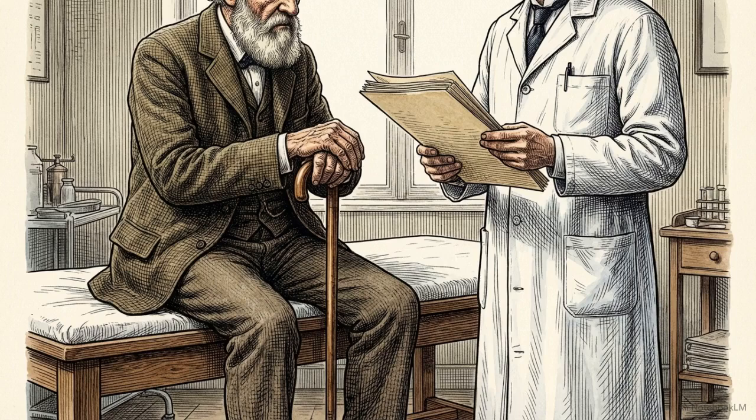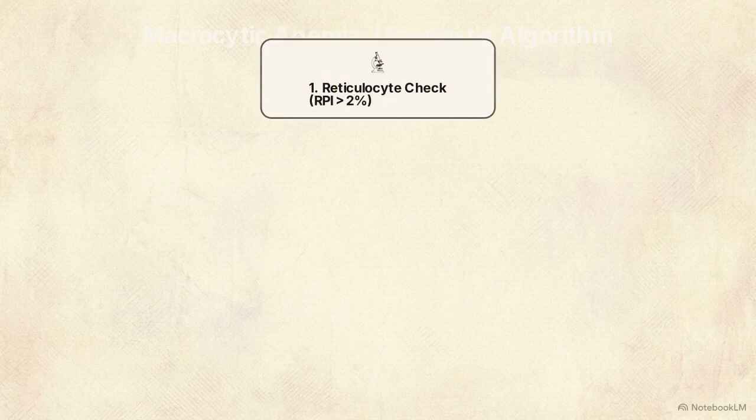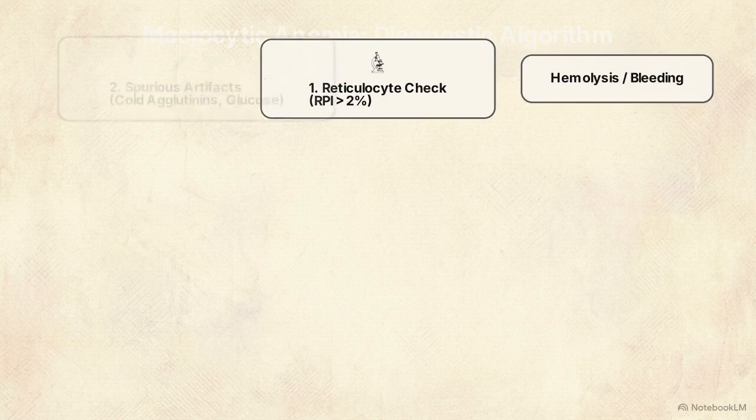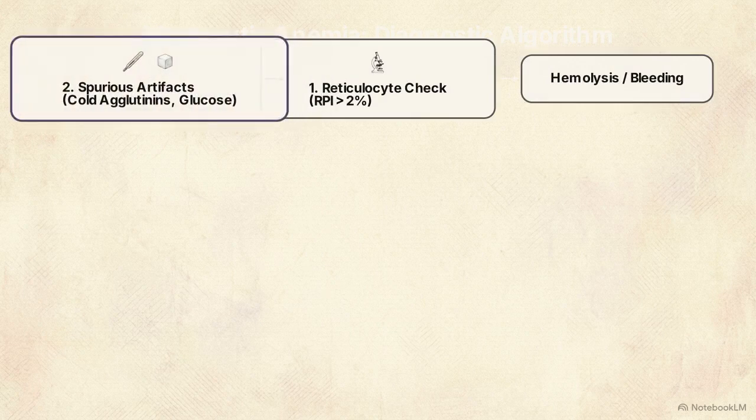Unexplained isolated macrocytosis in the elderly must be treated as a precursor to marrow failure until proven otherwise via strict morphologic review. We can now synthesize these thresholds, artifacts, and morphologies into one rapid-fire diagnostic decision tree. Step 1. Check the reticulocyte count. Rule out physiologic red cell expansion driven by brisk hemolysis or acute bleeding. Step 2. Rule out automated counter artifacts by verifying sample temperature for cold agglutinins and checking for severe hyperglycemia.